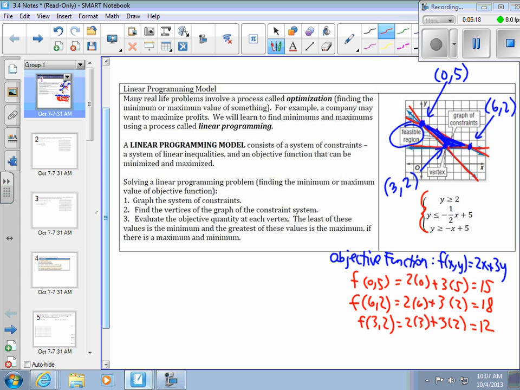So the minimum amount for this one would be a value of 12. The maximum amount, if you wanted to get the max, would be 18, and it would occur at 6, 2. So min and maxes could be found at the end once you know where the vertices are. And that's kind of the process we go through.